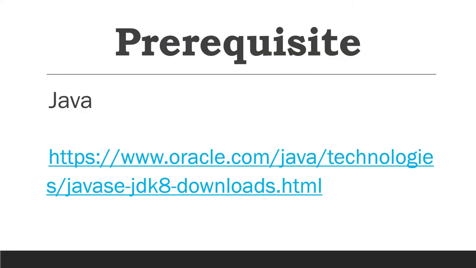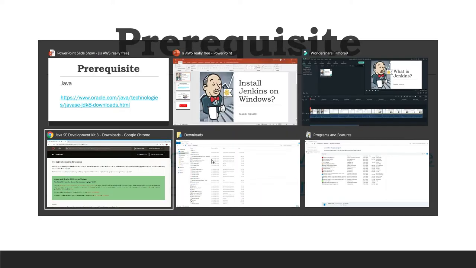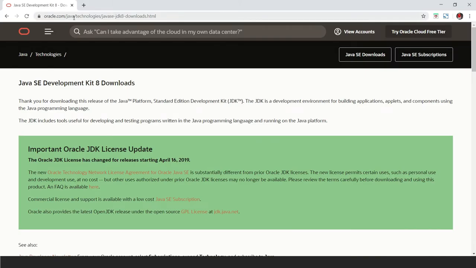Before installing Jenkins, make sure you have Java installed already. The best version you can use is JDK 8. You can use this link to install JDK 8. Let me open the browser. Here, this is the link to install JDK 8.